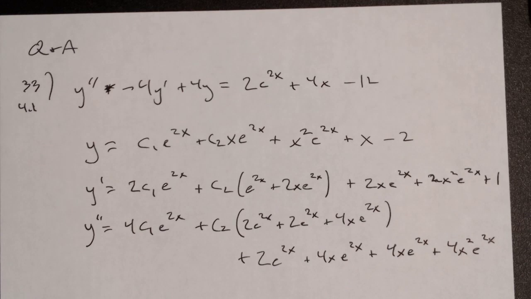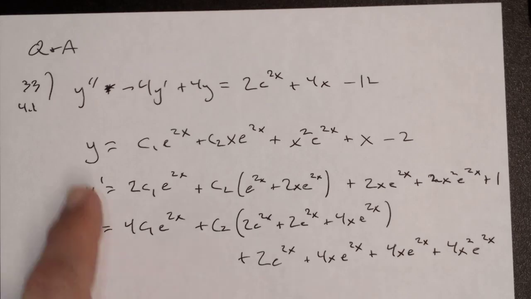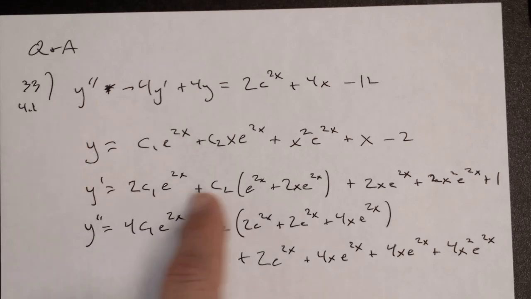It is probably in my best interest at this point to gather my like terms, just to make it smaller. But I'm going to take 1 y double prime minus 4 y prime plus 4y. And a lot of things should cancel. All the c1, c2 stuff should cancel. And then I should be left with 2e to the 2x plus 4x minus 12. If I'm not, I have to have messed up somewhere along the line.